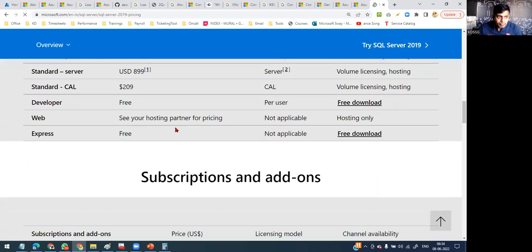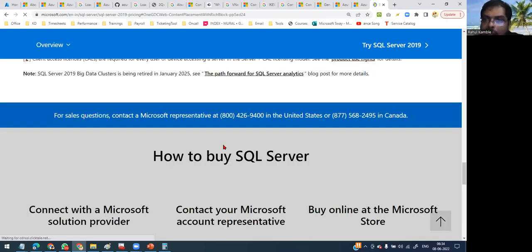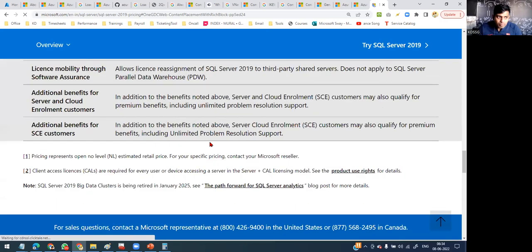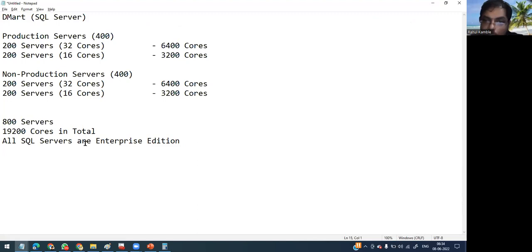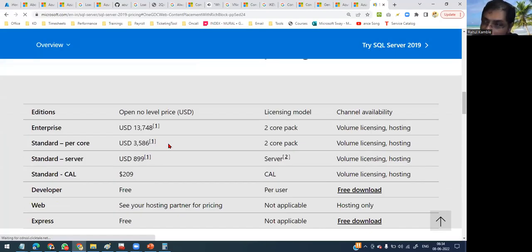That's for 2 cores, right? That is for a 2-core pack. 13,748. So we have to pay for 9,600 cores, right? The given price into 9,600. So it will be for 19,200, right? Where is 9,600? I didn't get you at all.